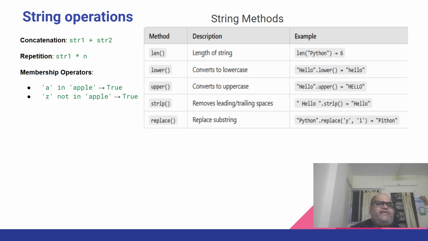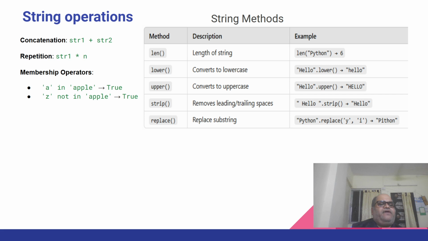Repetition, you might have seen it when we were printing characters or stars in a certain fashion as well. When you use the multiplication operator and some number, that particular string will be repeated that many times. So if your string is hello, and you write string 1 into 5, it means hello repeated 5 times.